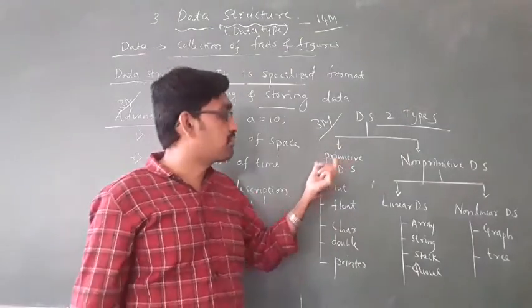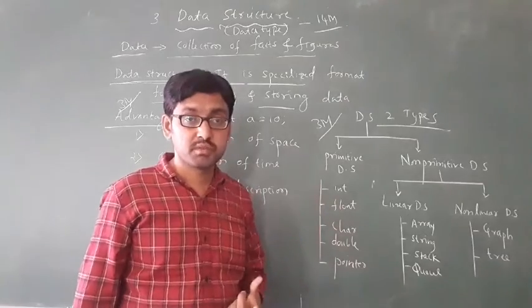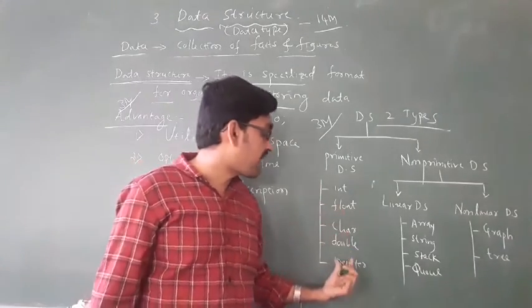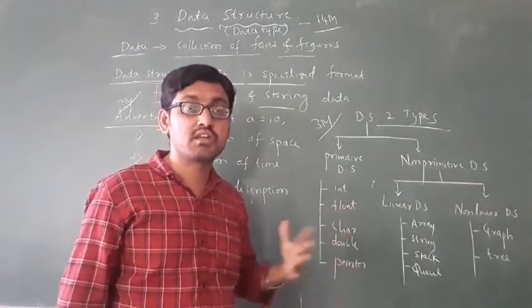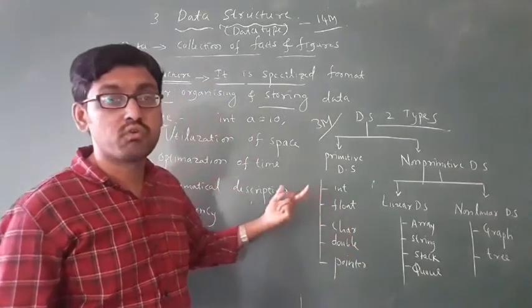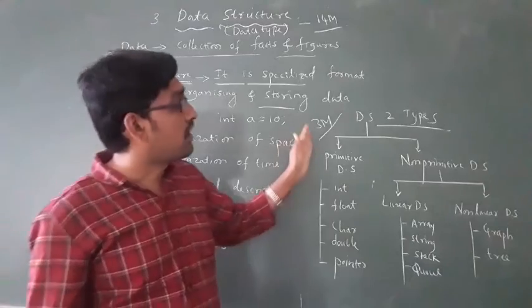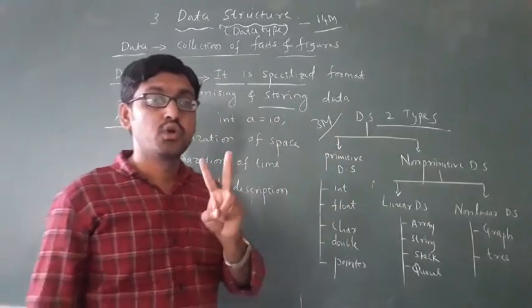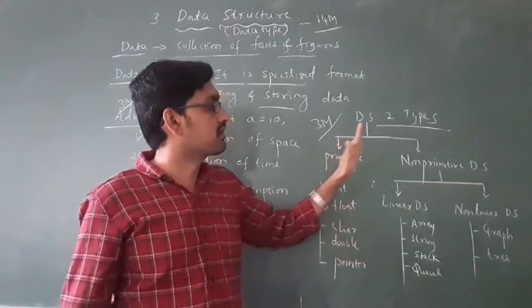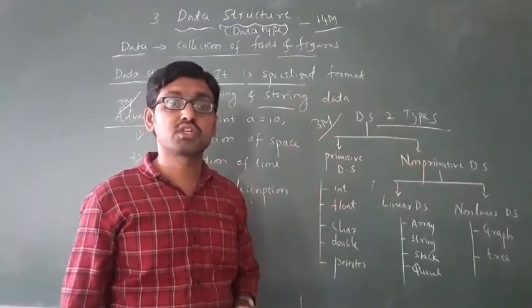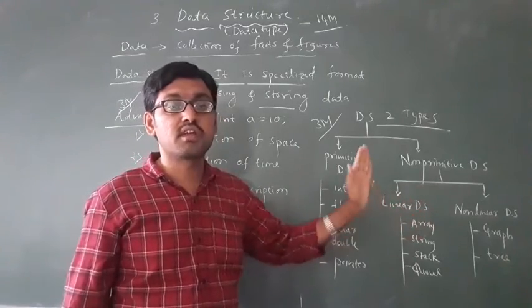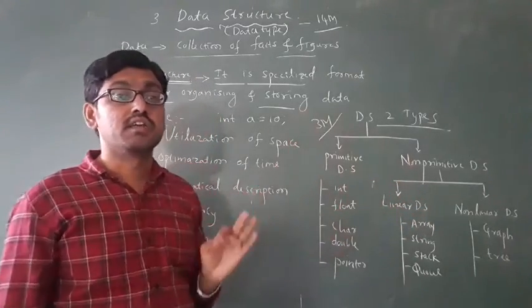Now, give the example for primitive data structure. Primitive data structure examples are int, float, char, double. Any example you can give. You have to remember this. The data structure can be classified into two types: one is a primitive data structure, second one is a non-primitive data structure. In non-primitive data structure there are two types: one is linear, second one is non-linear.